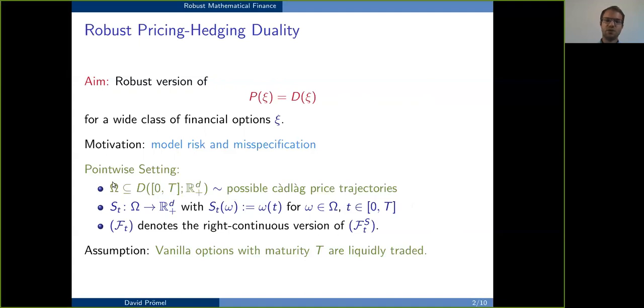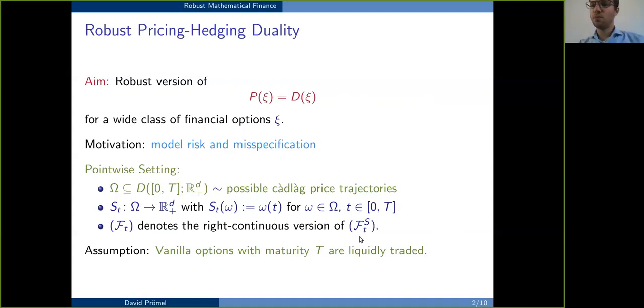So what I would like to do is choose Omega as a subset of the Skorokhod space, and these are all the price trajectories I would like to consider. And the process S is now just the coordinate process on the Skorokhod space. So there's no probability measure involved anymore. And the underlying filtration is the right-continuous version of the filtration generated by the coordinate process S.